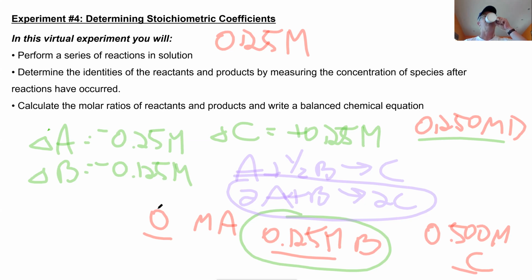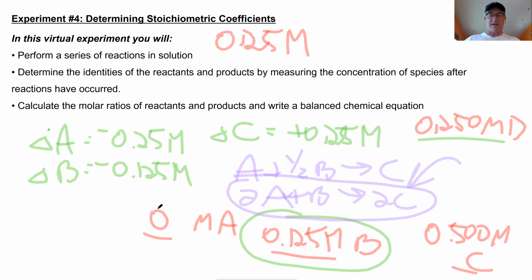20 milliliters of A and 10 milliliters of B. Exactly. And it could be any volume, as long as you had twice as much A as you had B. You could have 40 of A and 20 of B, or 100 of A and 50 of B, as long as you had twice as much A, because it takes twice as much A as B to make C. That's exactly right. So at the end, you'd only have C being present.